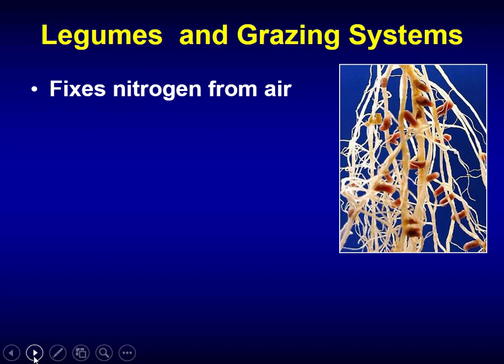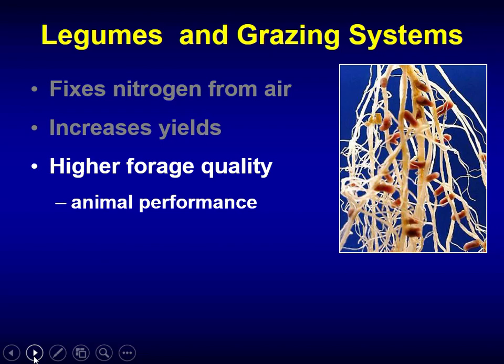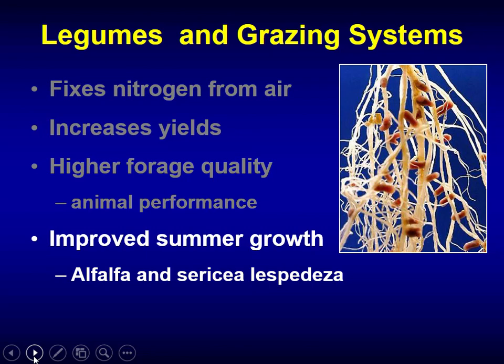So legumes take nitrogen from the air, which is about 78% nitrogen, and fix it into a plant-available form that the plant can use. And it increases yields. Having legumes mixed with grasses tends to increase forage quality and dry matter intake, and essentially animal performance. We can have improved summer growth from legumes like alfalfa because it has that deep tap root which can find water when other forage species can't.